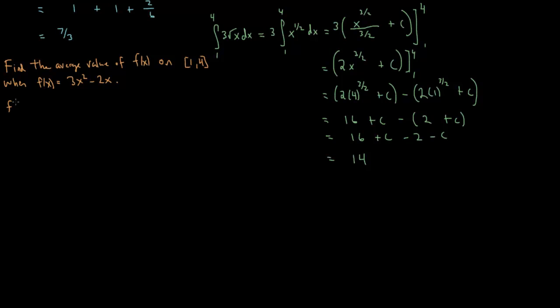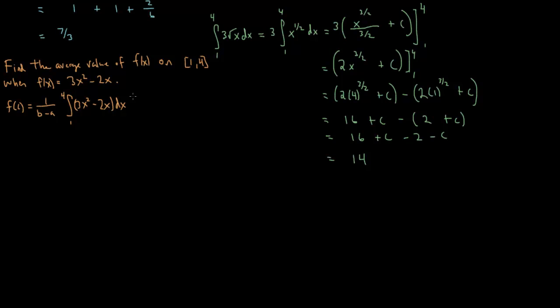F of c is the average value, is going to be 1 over b minus a times the definite integral from 1 to 4 of f of x dx, so 3x squared minus 2x dx. That looks like it might be a 9, so let's just fix that. That is definitely a 4. Okay, so this isn't too bad. We have to apply the fundamental theorem of calculus.